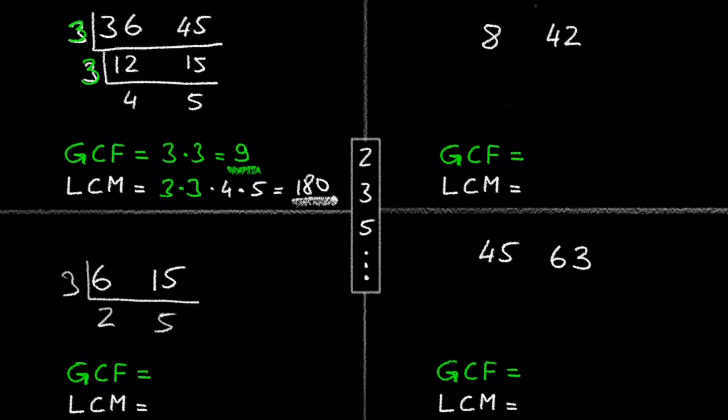So the greatest common factor is going to be the number to the left, which is 3. And the least common multiple is going to be the product of the numbers to the left and below, which is 3 times 2 times 5, which is then 30.